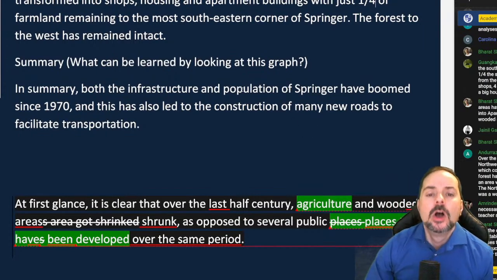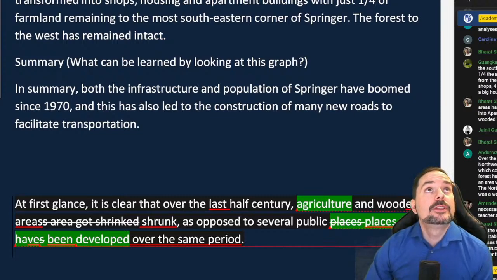Okay, everyone. So that's it for this essay. And that is Task 1.